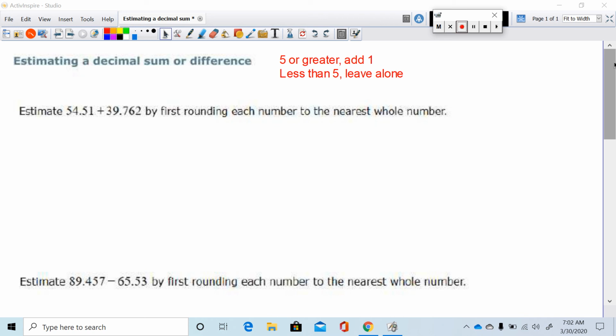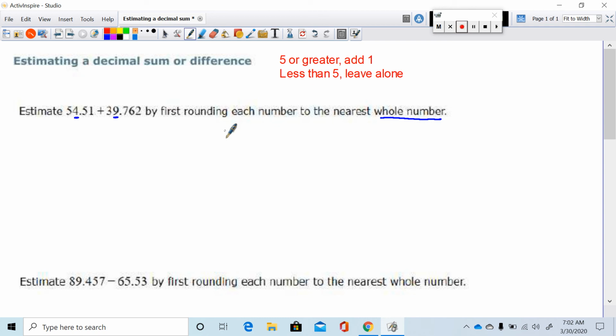Okay, in order to estimate a decimal sum or difference, you have to decide how you're going to round first, and you have to do that by reading what they're asking you to do. So we're going to estimate 54 and 51 hundredths plus 39 and 762 thousandths by first rounding each number to the nearest whole number. So that means no decimals. So we're looking at the number directly in front of the decimal. So we're going to decide whether to leave that alone or to take it up one step.